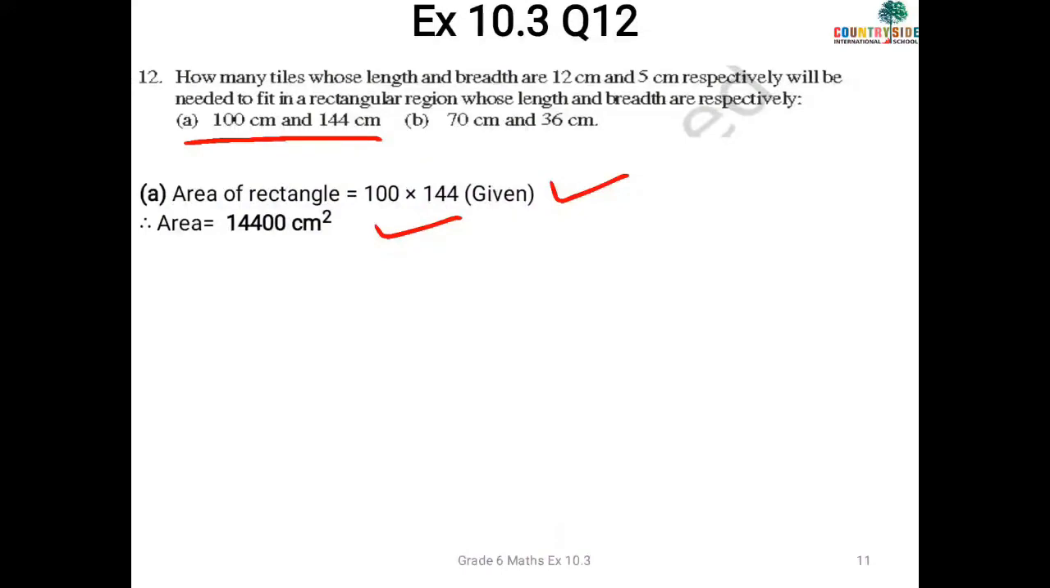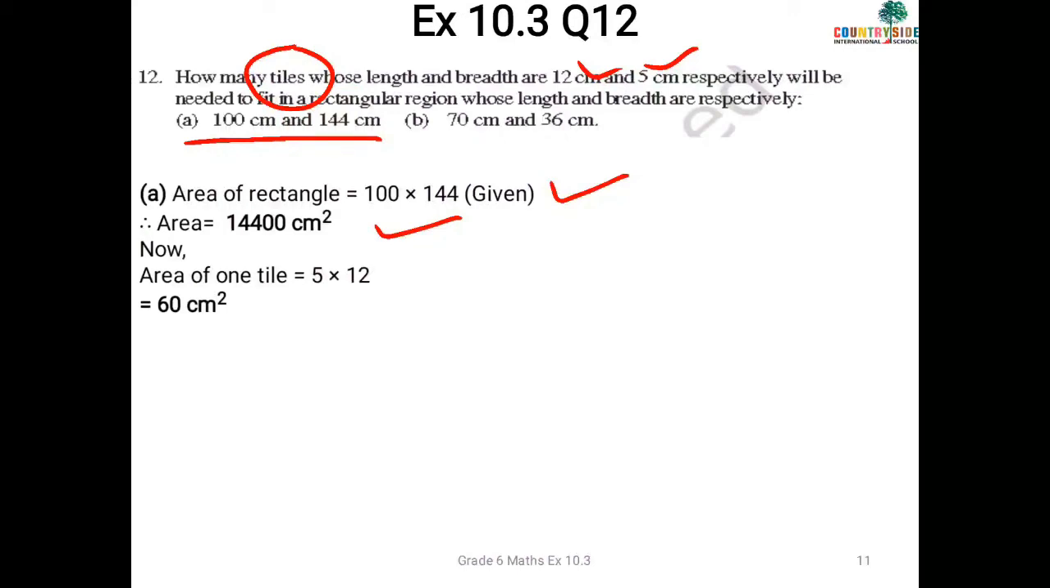Okay, so here in the question we have to find the area of rectangle. Now let's find the area of tiles. Okay, this tile, and the length and the breadth are given to you. Now area of one tile equals 5 into 12. Why 5 into 12? Length into breadth. Okay, 12 into 5 or 5 into 12 both are same, so do not worry. So 5 into 12, that is 60.